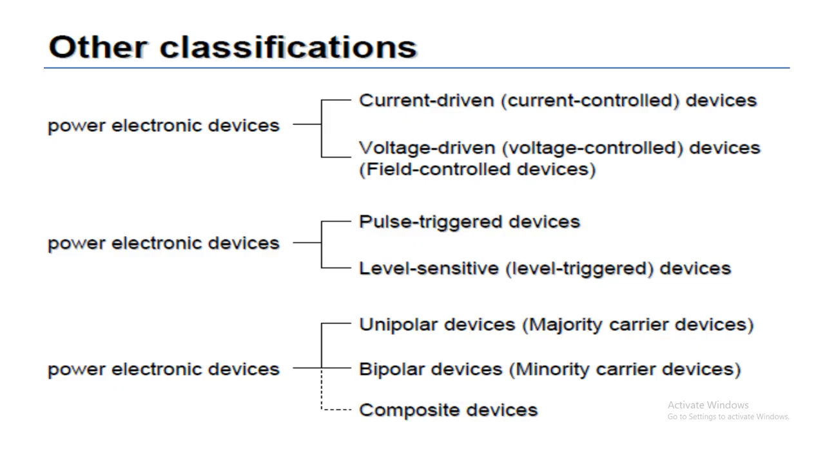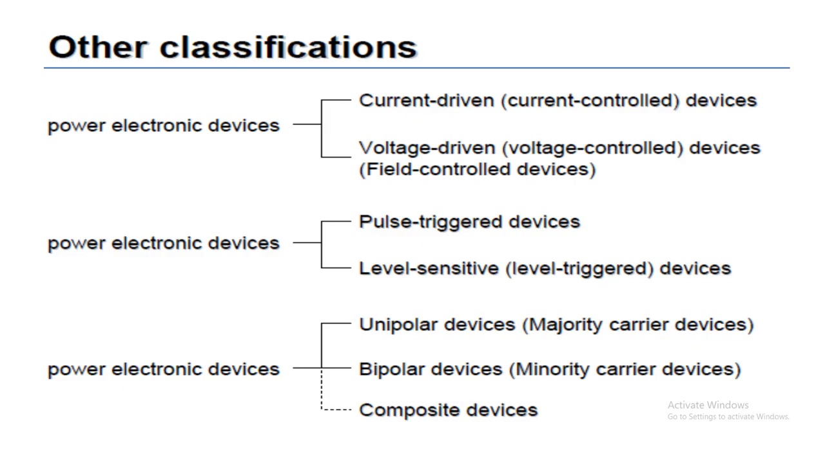The next one, voltage controlled devices or field controlled devices, are the MOSFET and IGBT. In MOSFET, we can vary the gate voltage or gate source voltage, and by that we can vary the conduction. And in IGBT, we vary the gate emitter voltage. By varying that voltage, we can vary the conduction.